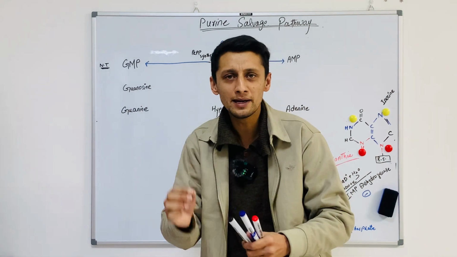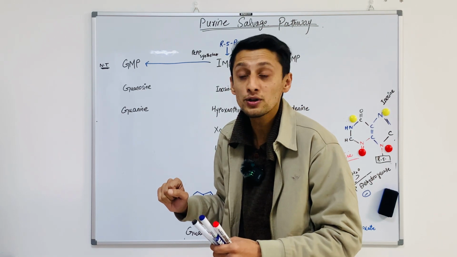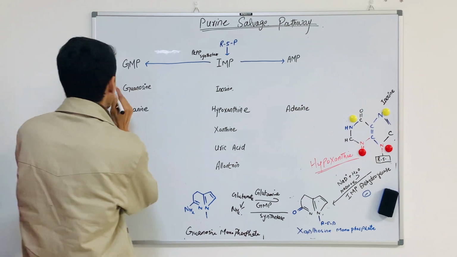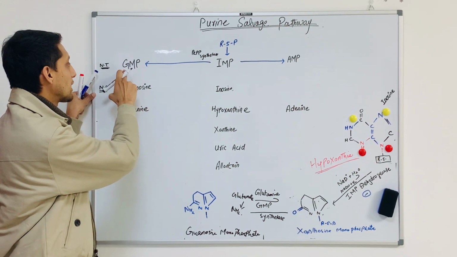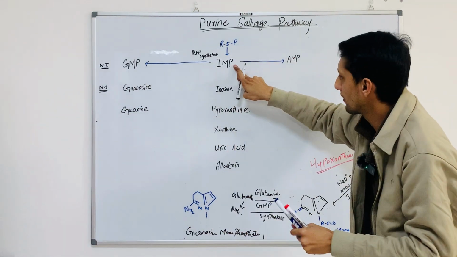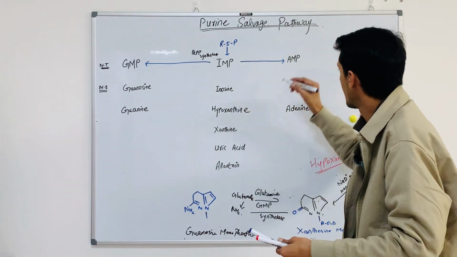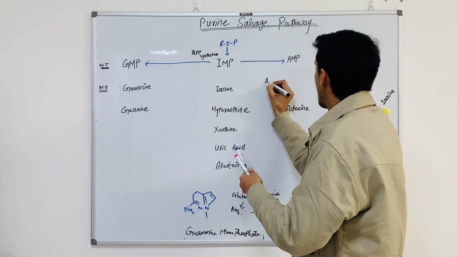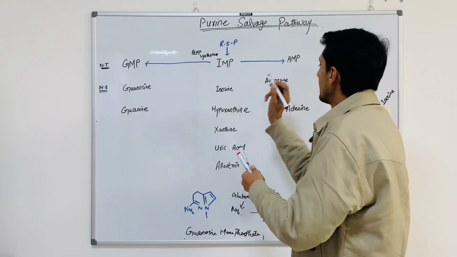Now you can see that this is guanosine monophosphate, and this is guanosine. I told you that removing one phosphate from the nucleotide will convert it into a nucleoside. So these are the nucleosides. The nucleoside of the nucleotide guanosine monophosphate is guanosine, and from inosine monophosphate, if I remove the phosphate group, this will become inosine, right? Inosine. And this AMP, let me write here, this is adenosine.